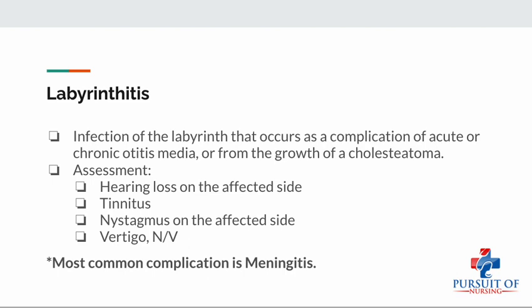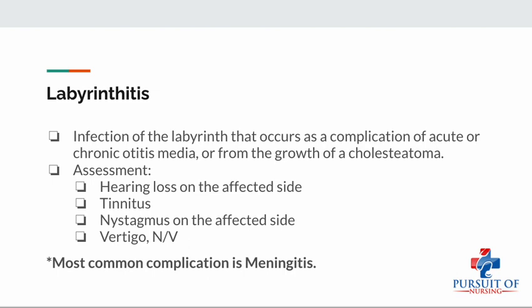Inflammation of the labyrinth, if I'm pronouncing that correctly. So it occurs with complication of acute or chronic otitis media, just very similar to the mastoiditis, or it can be from a growth of a cholesteatoma. So this patient is going to complain of hearing loss, tinnitus, nystagmus, and vertigo. The most common complication is meningitis. So definitely in a patient with labyrinthitis, you want to monitor for meningitis.